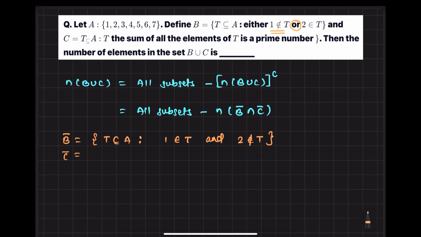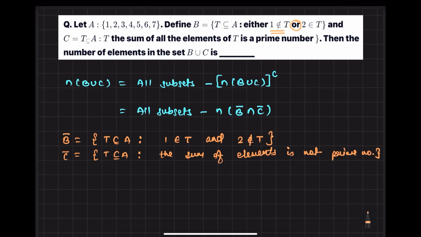Now think about C bar. So C bar is also the same, T a subset of A such that the sum of elements of T is a prime. Now this time the condition will be what? The sum of elements is not prime, okay. So there it was a prime number, now it will become not a prime number, okay. And you have to take the intersection of these things.